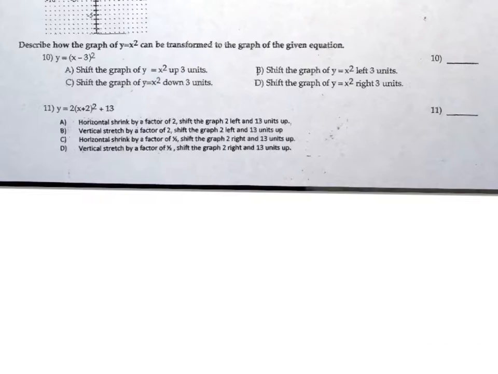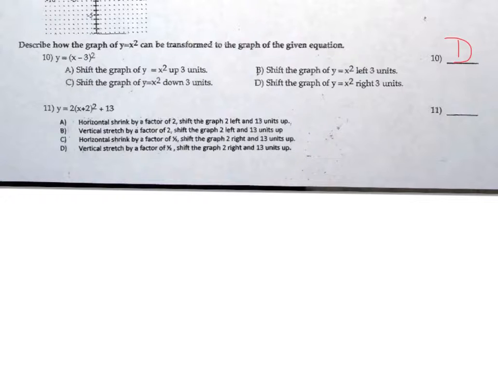At this time, in problem number 10, it says, what is the transformation? Well, because you have an x minus 3, it moves to the right 3 units. So moves to the right 3 units. That would be D. So number 10 is letter D. Move to the right 3 units. So if it's within the parentheses, it moves left or right.